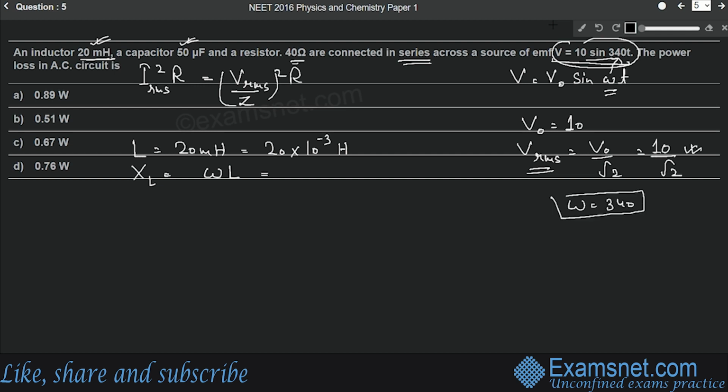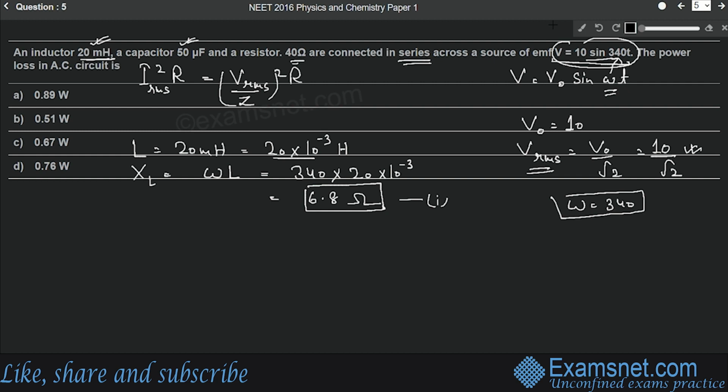So we'll put this value 340 into L, which is 20 into 10 to the power minus 3. On solving this, we'll get 6.8, and the unit of reactance will be ohm. So the inductive reactance is equal to 6.8 ohm. Let's put it as number 1.